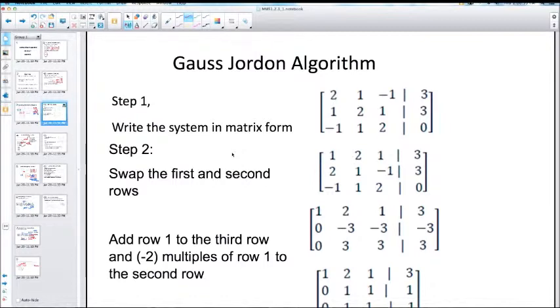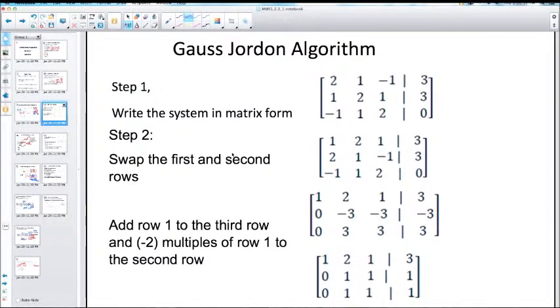Follow the same idea. I want to make the first element 1. Then you can divide the first row by 2, but that's not a good idea. You get a lot of fractions, nobody likes that. Instead, swap the first 2 rows, and then you get this one. And then you get the nice one.